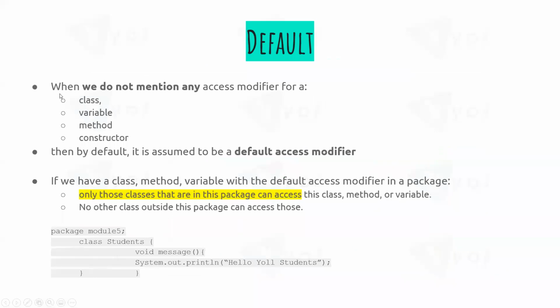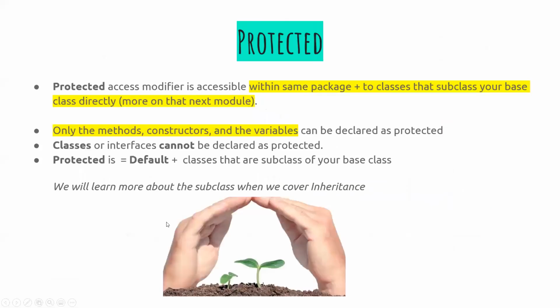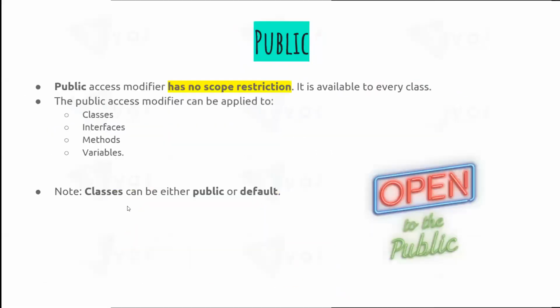The default is when we do not mention any access modifier for a class, variable, method, or constructor. It's the default access modifier, and only those classes that are in this package can access this class, method, or variable, and no other class outside this package can access those. Protected is similar to the default, except that you allow subclasses that are in a different package to access. You can only apply this to methods, constructors, and variables.